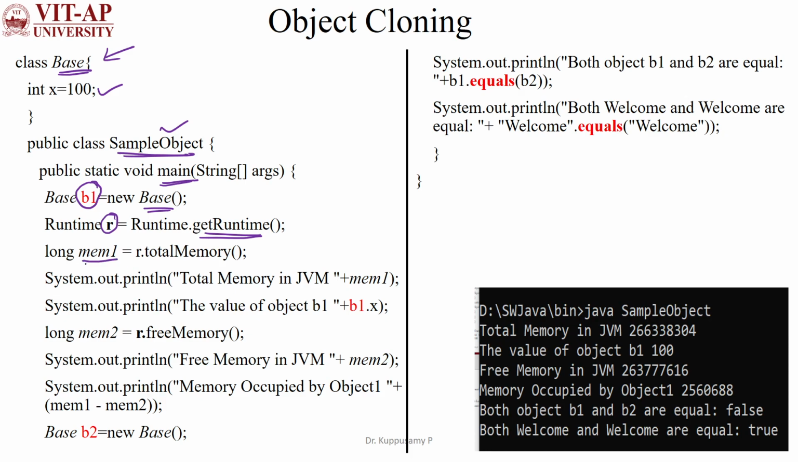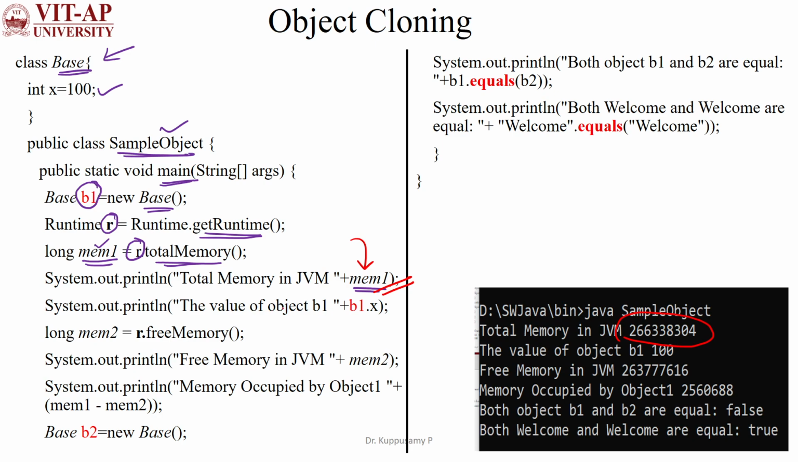Now I am assigning the total memory of the current Java runtime environment to the memory1 variable. Just I am printing the memory1. So you see here I got the value, total memory is 266338304, based upon this statement, right?